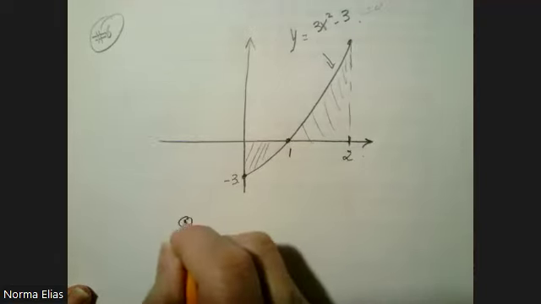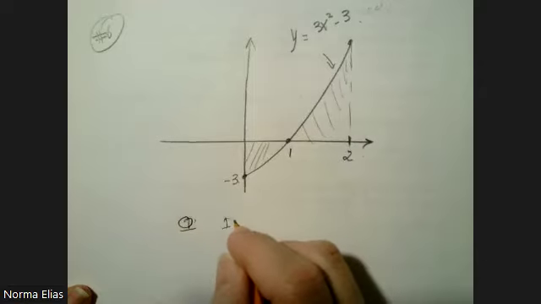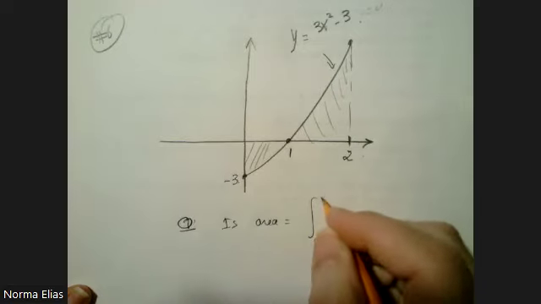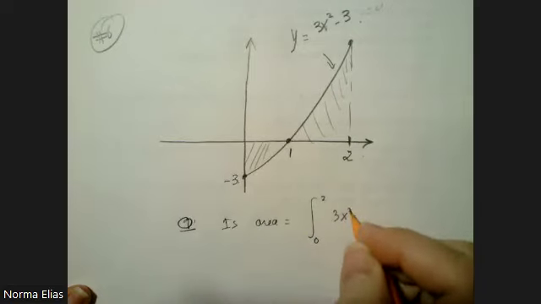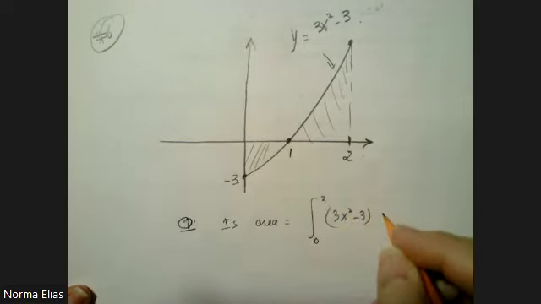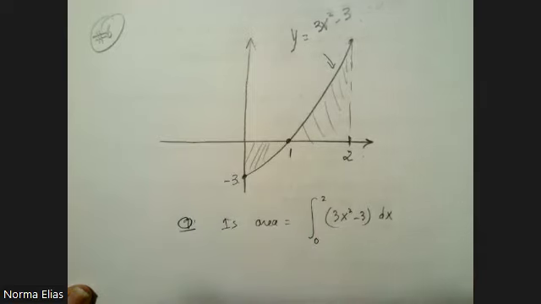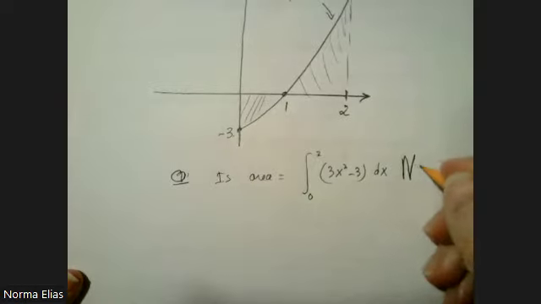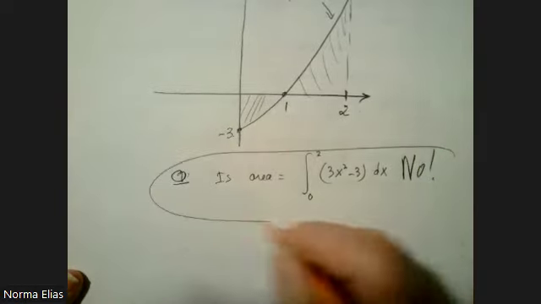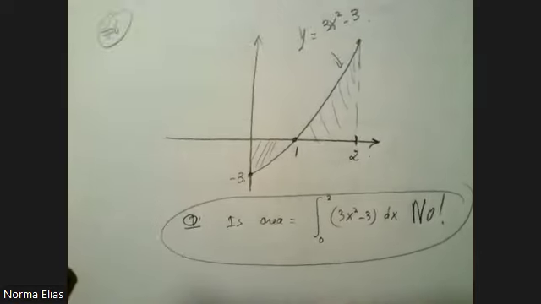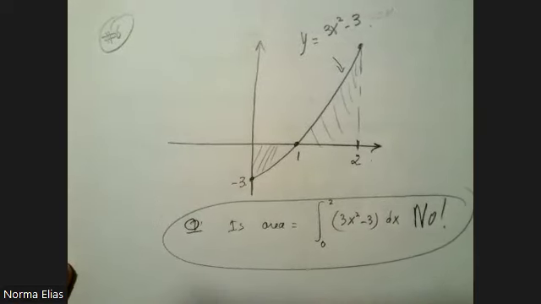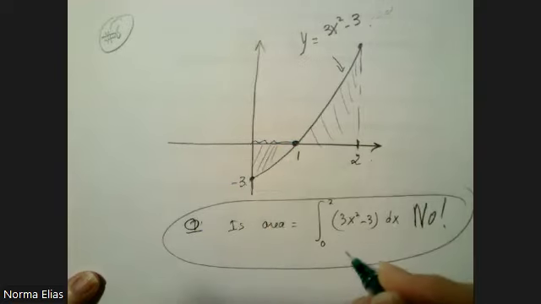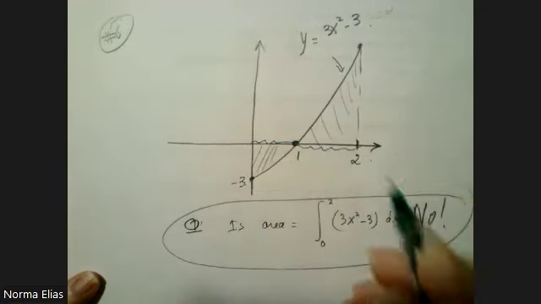Question. Is the area equal to the integral from 0 to 2 of 3x squared minus 3 dx? Yes or no? Quickly. No. Absolutely no. So how are you going to find the area? Set up two integrals and then add them. Exactly. We have to set it up. From here to here, one integral, and from here to here.